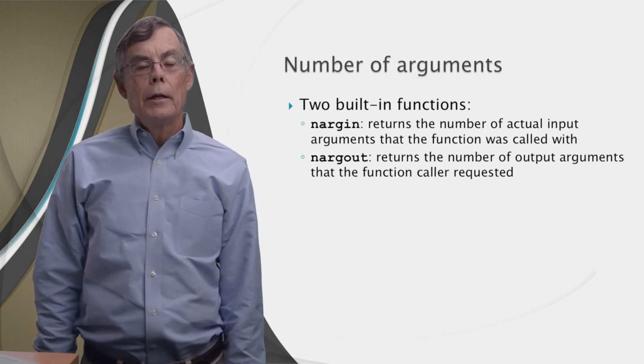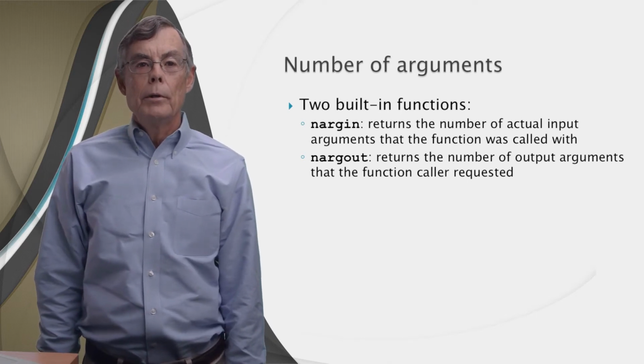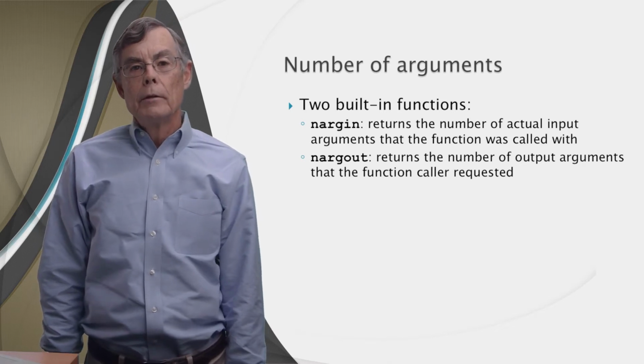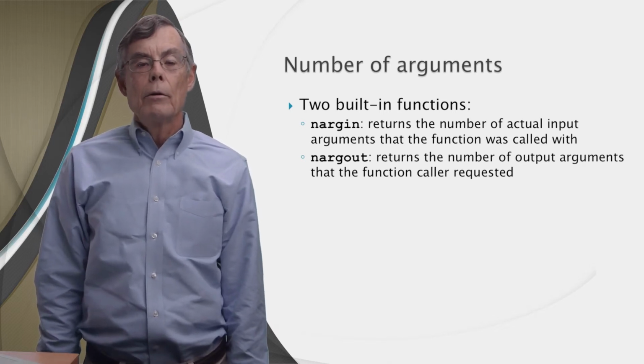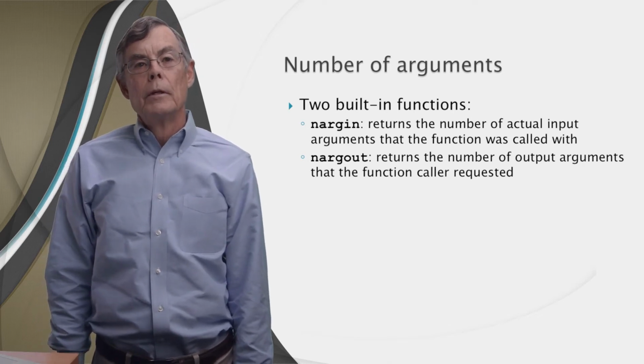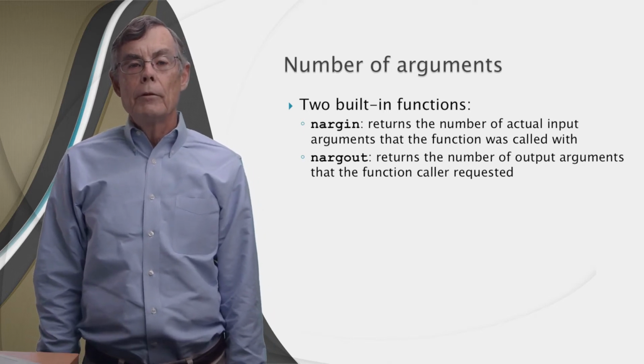The first one's nargin, which means number of arguments input. It gives the number of actual input arguments that the caller passed in. The other one's nargout, or number of arguments output. It returns the number of actual output arguments that the caller requested. These two functions can be called from inside our functions to make our functions polymorphic.